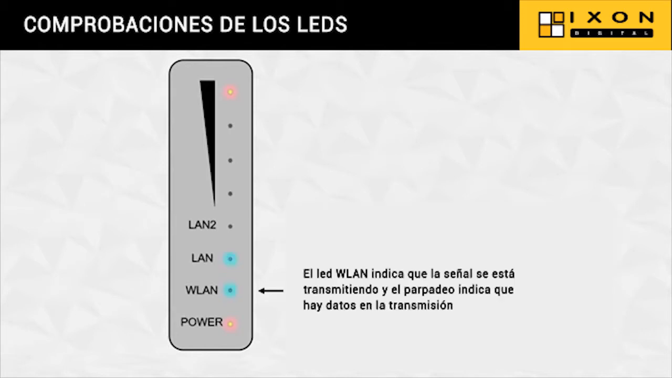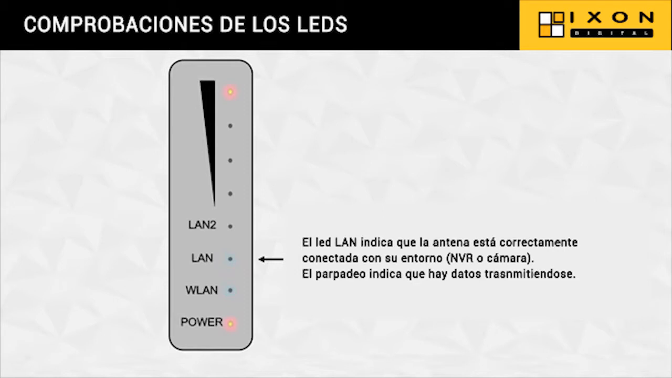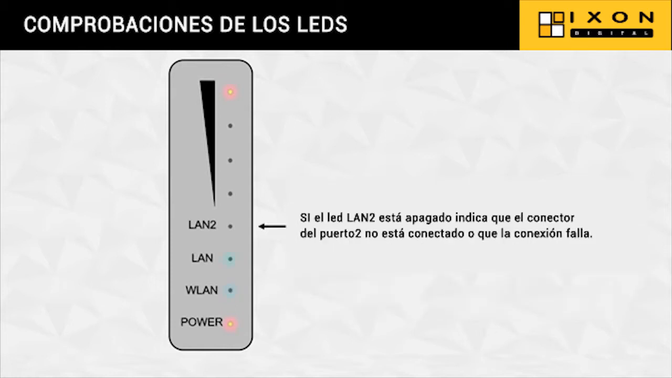The WLAN light is on, indicating that the wireless signal is transmitting, and the strobe indicates that the data is being transmitted. The LAN light is on, indicating that the network port has been plugged into the AP and the device is successfully connected. The strobe indicates that the data is being transmitted. If the LAN 2 light is off, the network port is not plugged in, or the network cable is plugged in but the connection fails.